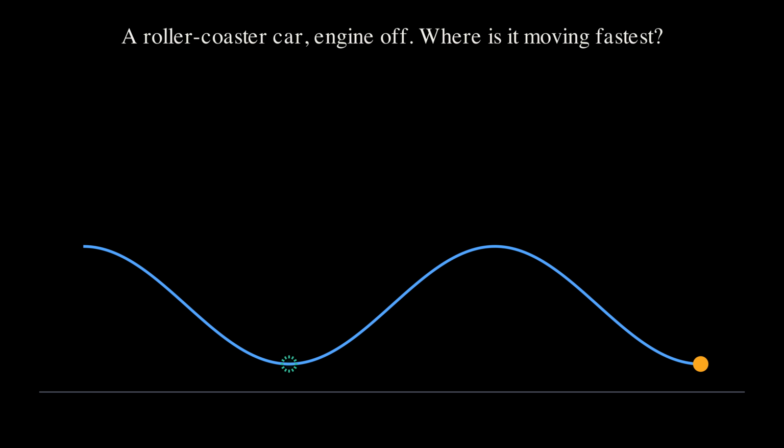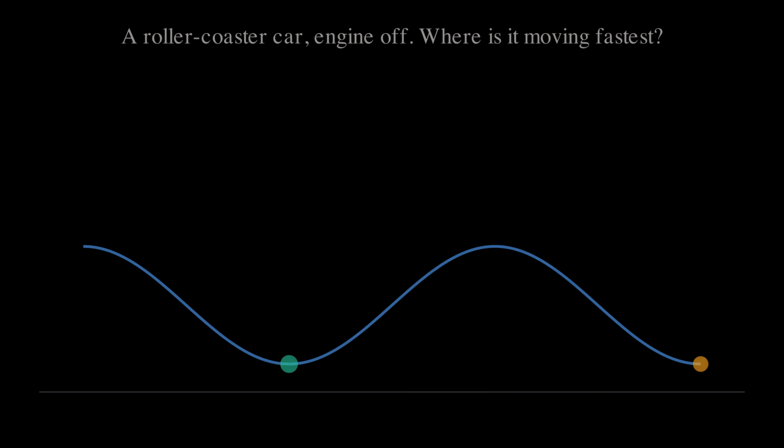Fastest at the bottom of the dips, slowest at the top of the peaks. And you can prove it without ever touching Newton's laws, just by following the energy. Up high, the car stores energy in its height. As it drops, that stored energy turns into motion. Energy transferred, never lost.